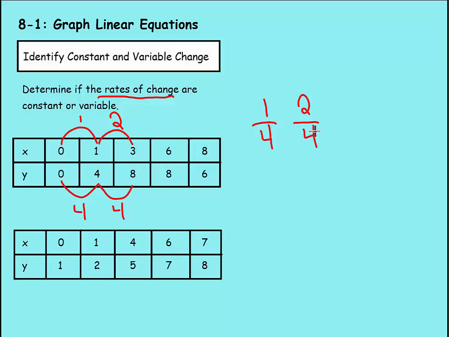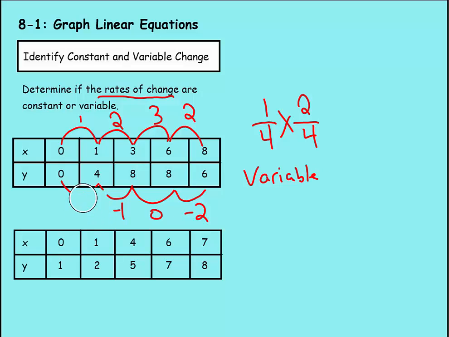This should have been an 8 difference here. This should have been a 12 here to make that the same. It even becomes more obvious as we move along. This is a 0 change compared to the 3, and then this is actually a negative 2 change compared to the positive 2. So we're going to say these are variable.